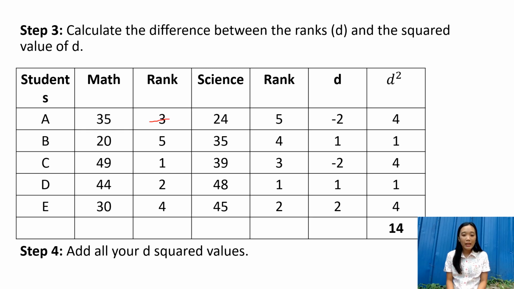So 3 minus 5 is equal to negative 2. 5 minus 4 is equal to 1. 1 minus 3 is equal to negative 2.